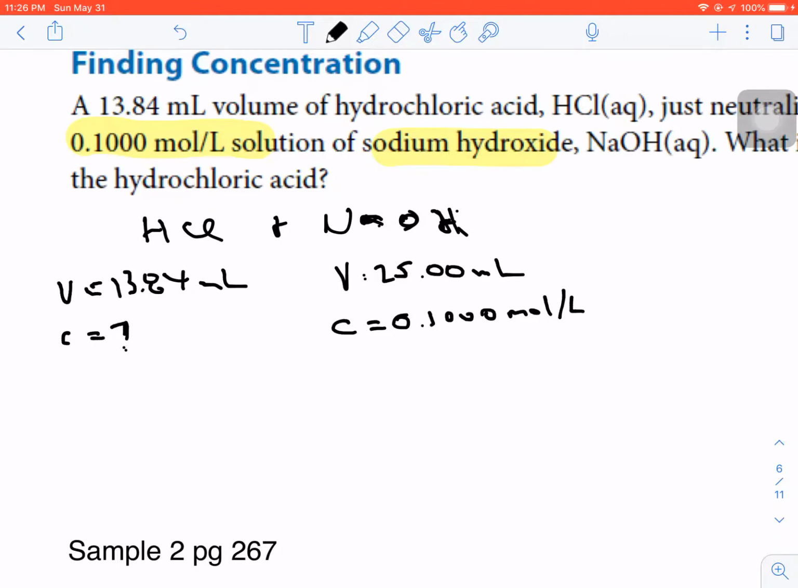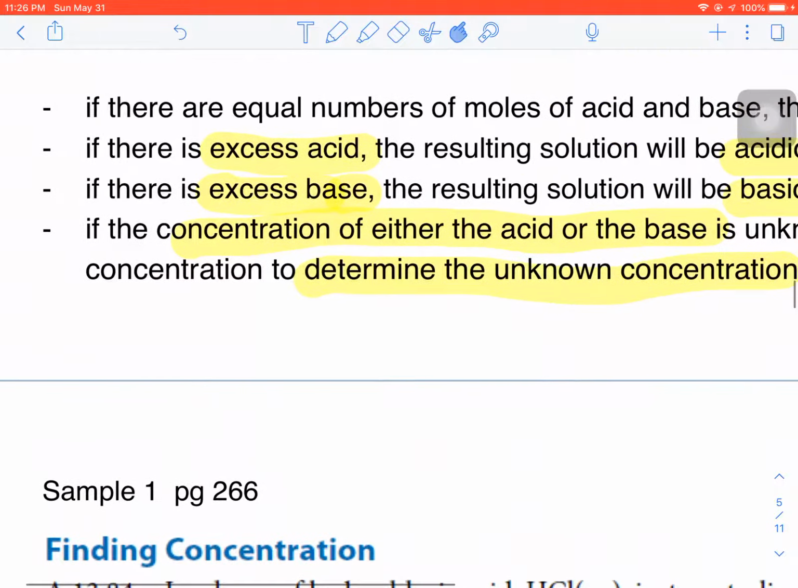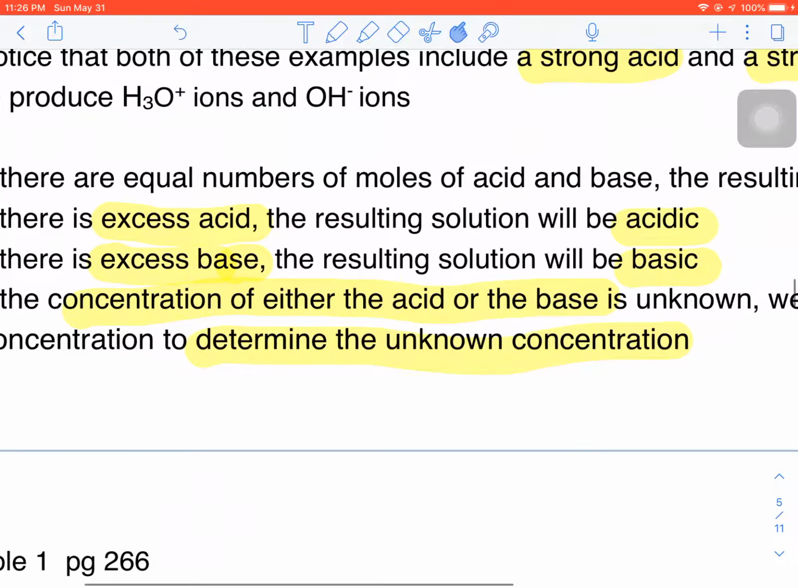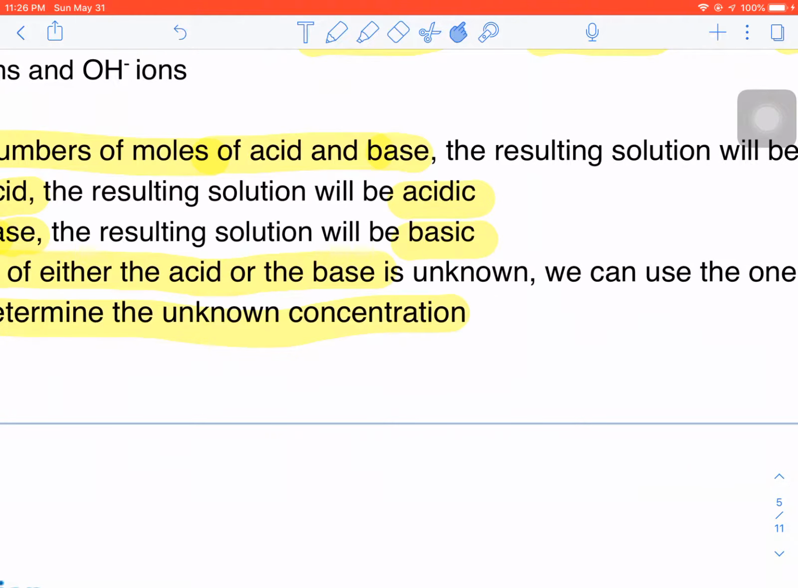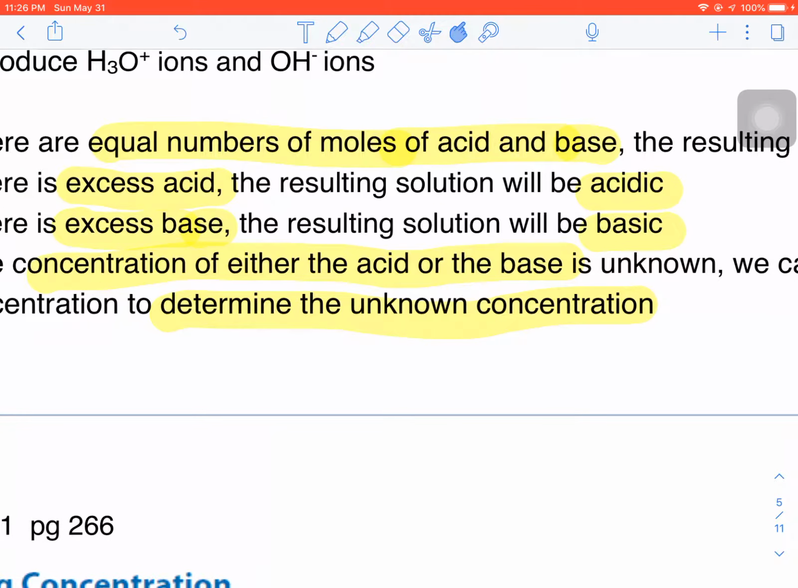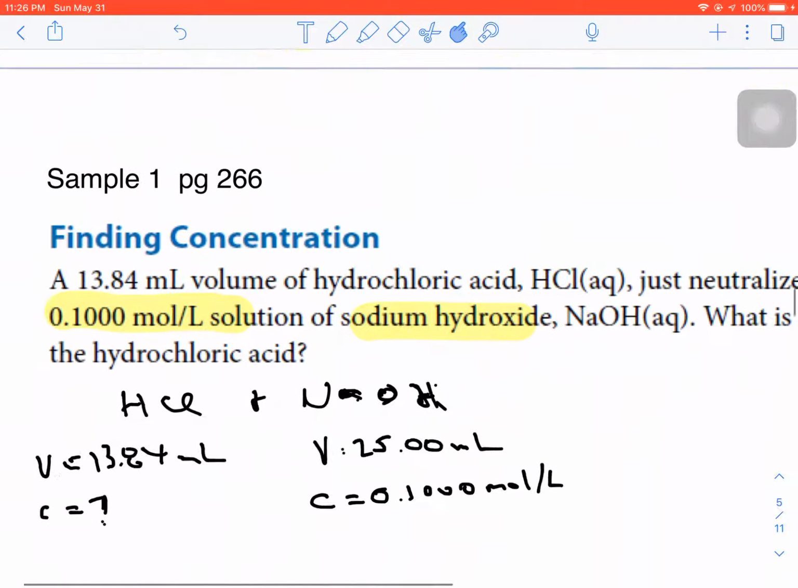Right. Now, I know that when I'm neutralizing them, what I just said a moment ago is if I have equal numbers of moles of acid and base, then the result will be neutralization. The resulting solution will be neutral. Okay, so that's what I'm trying to have here, an equal number of moles of acid and base.